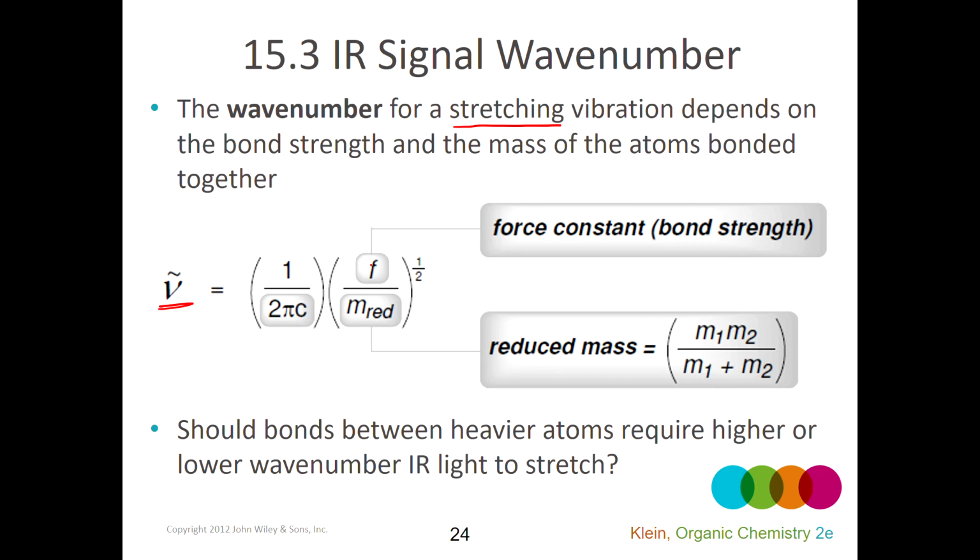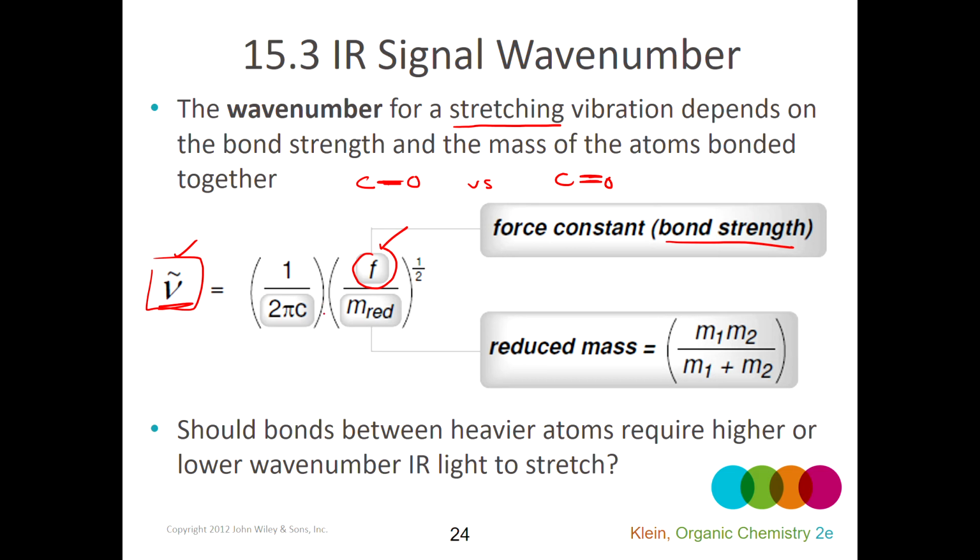So if I increase how strong the bond is, stronger bonds require more energy to vibrate. For example, a CO single bond versus a CO double bond, which is a stronger bond? Well, here I have a sigma. Here I have a sigma and a pi. Two pairs of electrons attracting those nuclei together. So this bond is going to be stronger, so it's going to require more energy to stretch. The stronger the bond, the greater the energy required to stretch it.